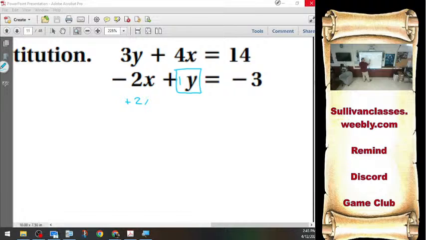So I'll add 2x and just straight up get y is 2x minus 3. Look at how much easier it is. Okay? There's no pride in doing it the hard way.